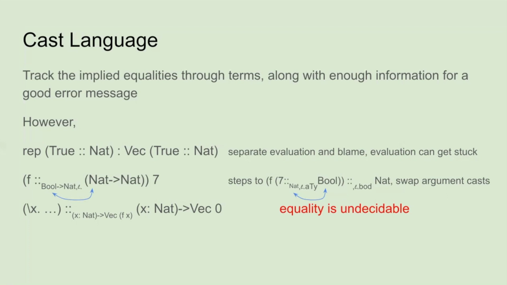Specifically, inspired by contract monitors, we bring 7 under the cast with a new cast that switches the argument input. So in order for this to work in this example, 7 can be applied directly to F as long as we now think that 7 is a bool. We'll get around equality being undecidable by limiting ourselves to blaming things that have exactly different constructors.